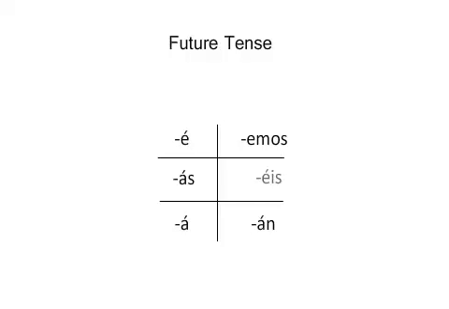é, ás, á, emos, éis, án. Notice that all of these except for emos have an accent mark. That's very important because it does affect the way the word is pronounced.